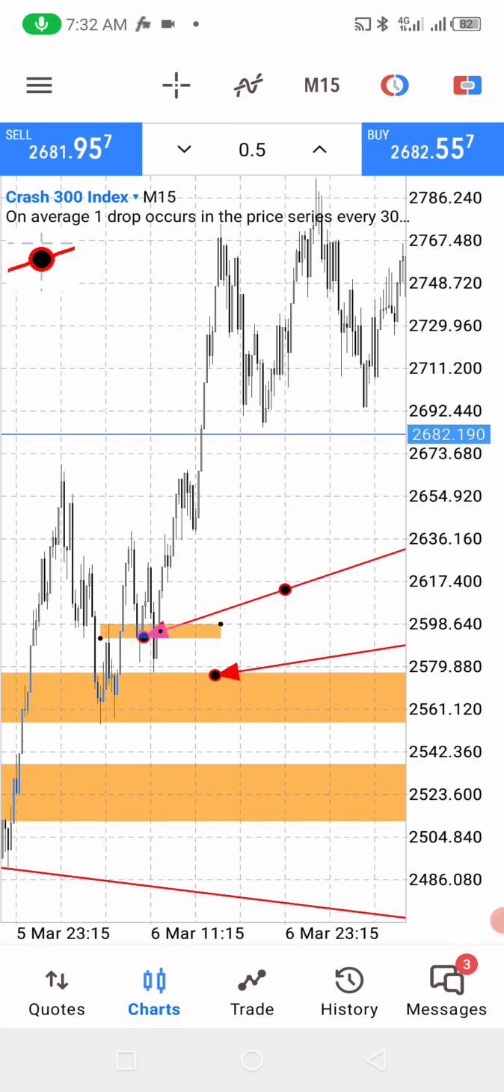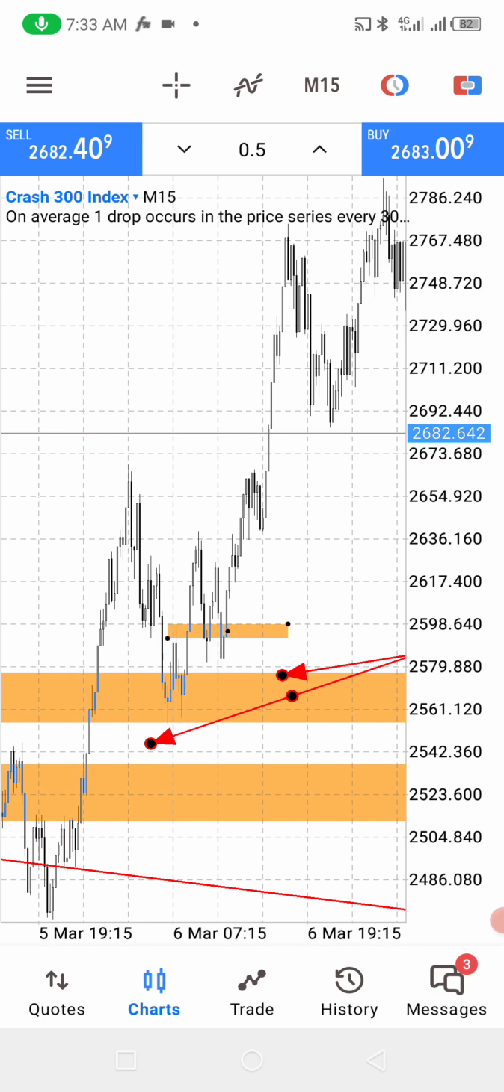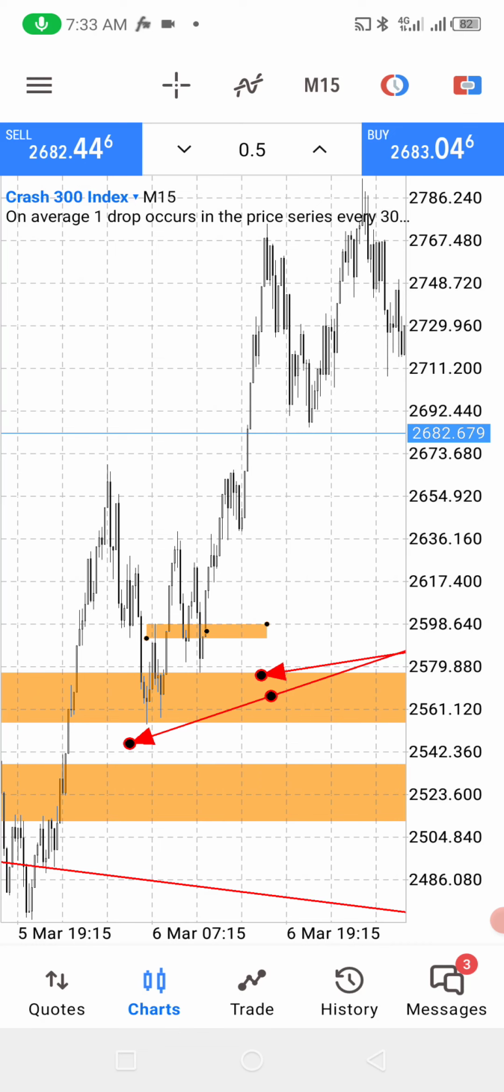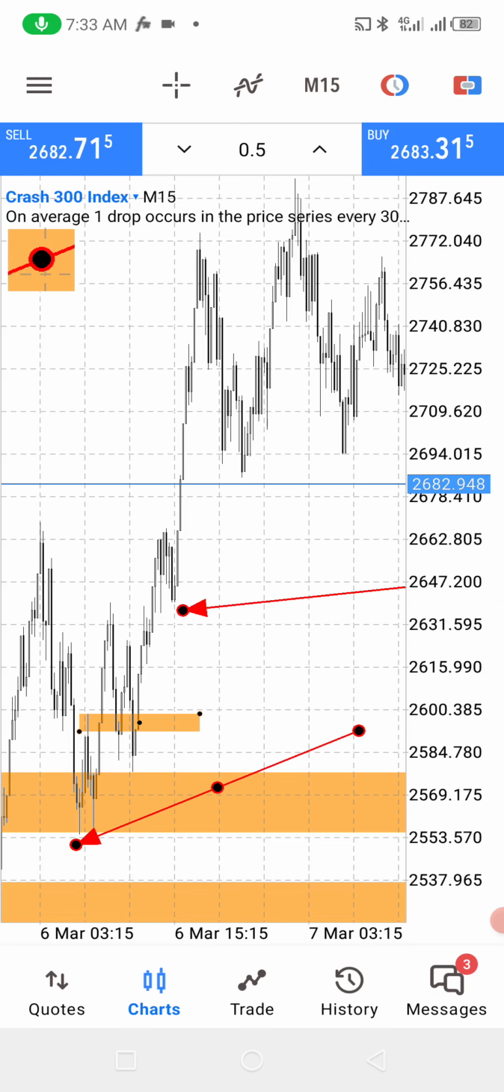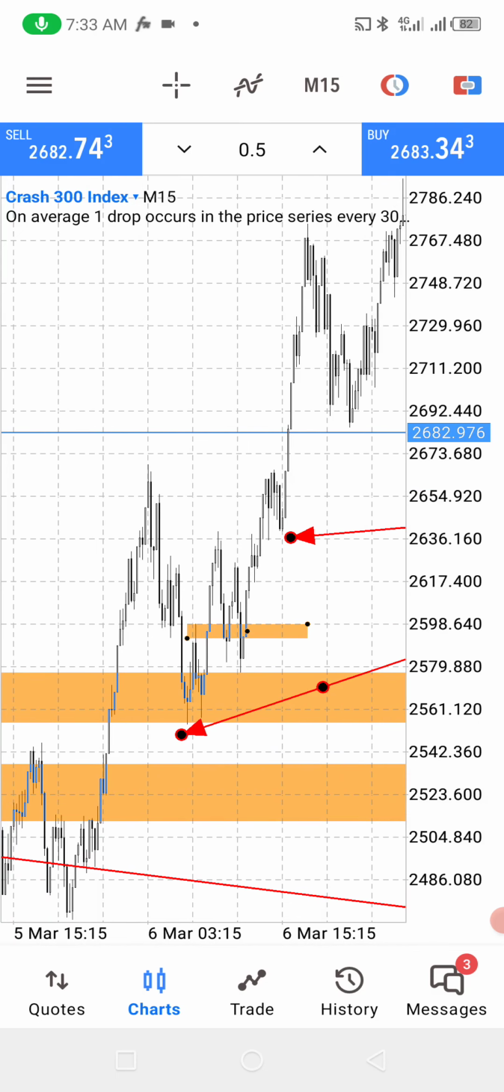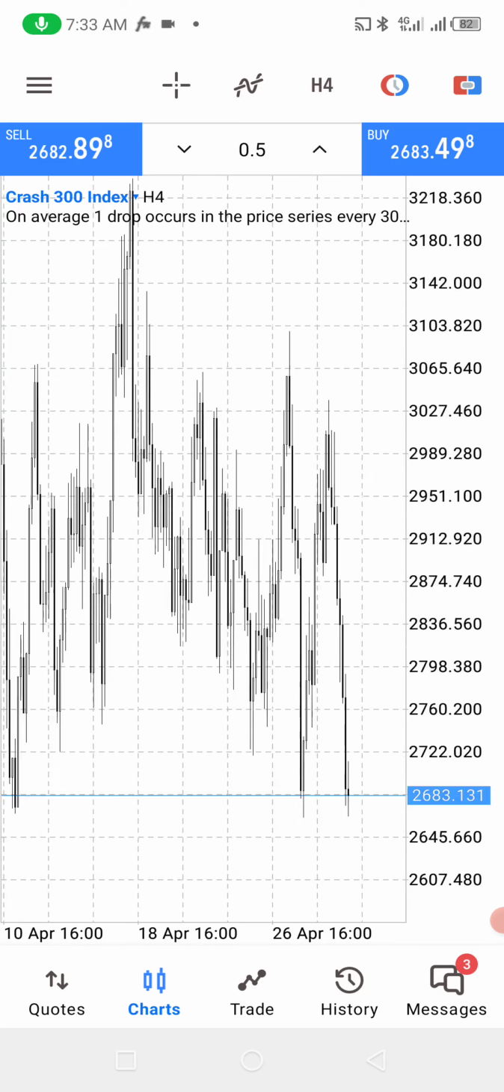So you enter here. You put your stop loss below the resistance. This is crash market, so you put your stop loss below the resistance point. So you put it below here. This is a resistance point at a higher time frame in the H4. Okay. You can either put it below this resistance point, or you go back to H4.